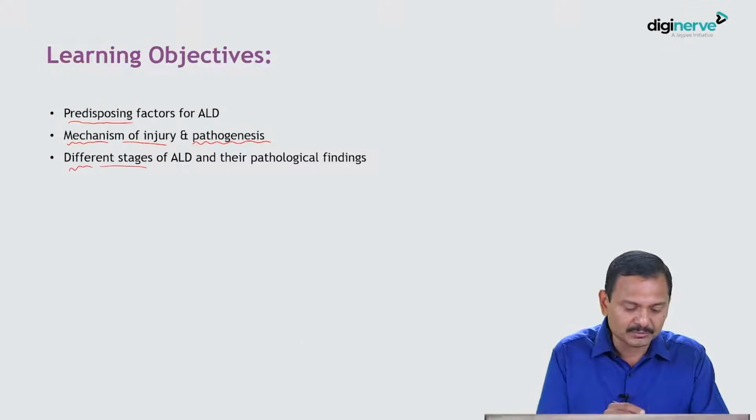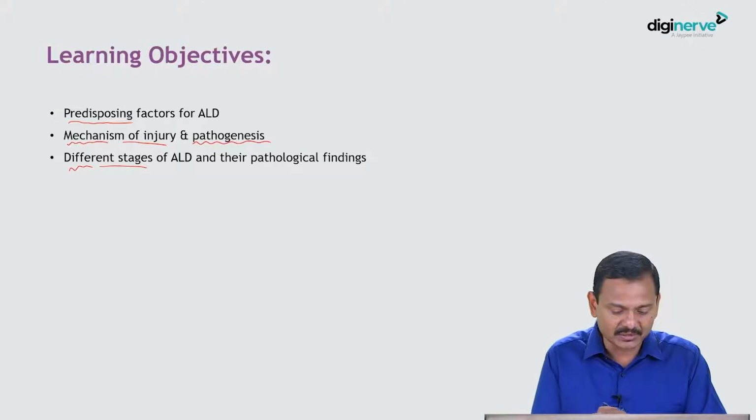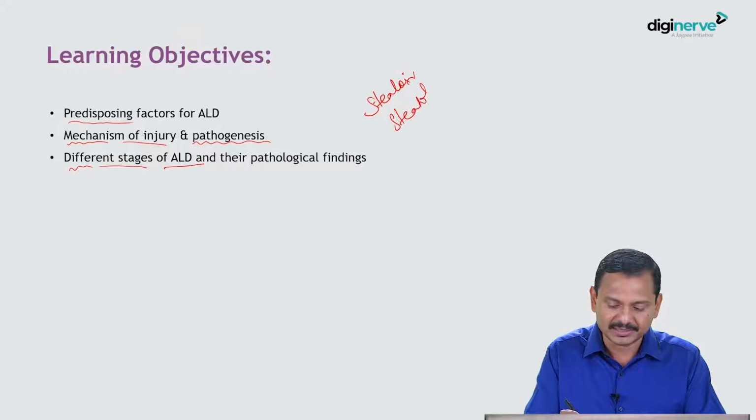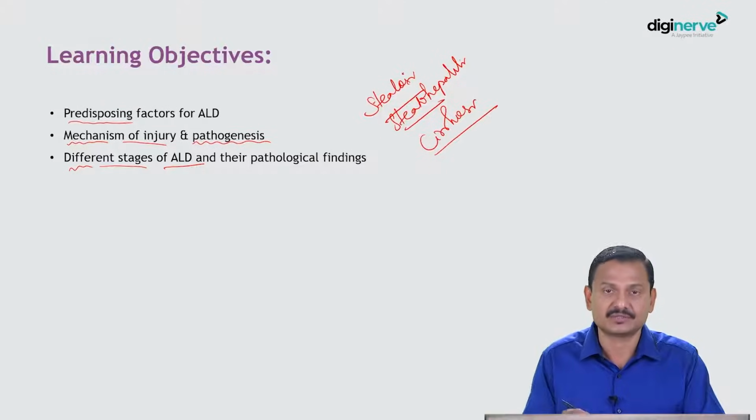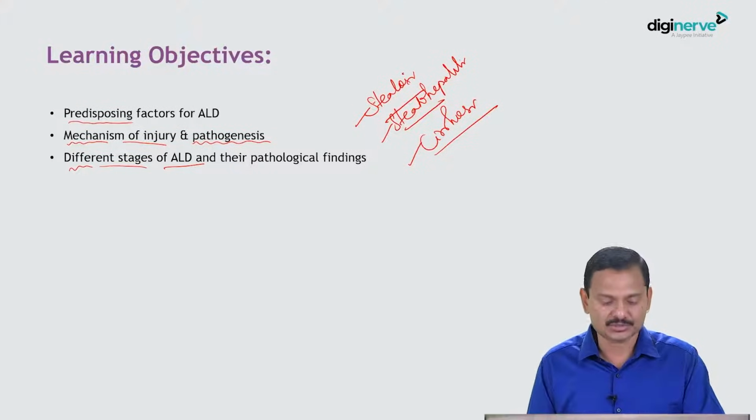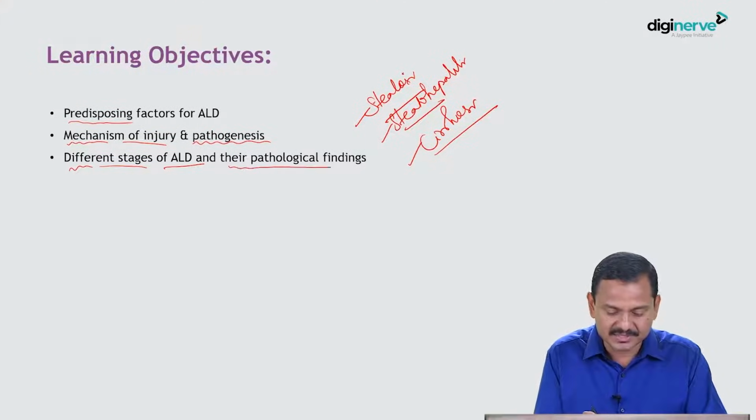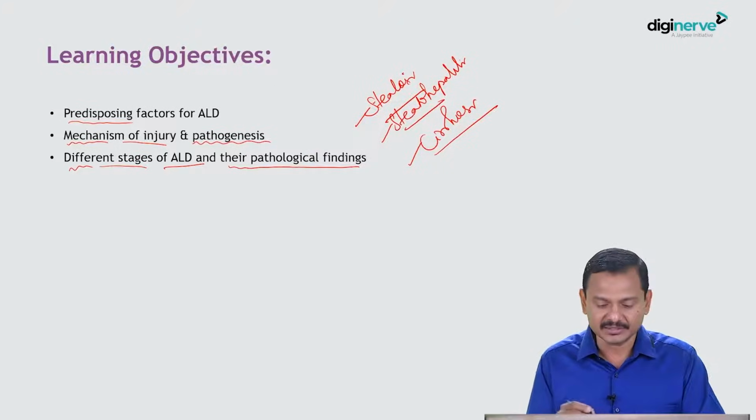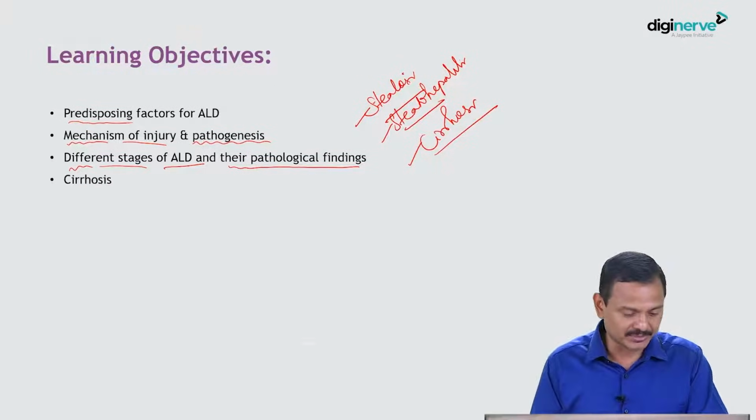Then we will talk about the stages of alcoholic liver disease, that is steatosis, and then steatohepatitis, and the third is cirrhosis or the end stage of liver disease. So first steatosis, steatohepatitis, as well as cirrhosis, and their specific pathological findings, or what we find in the biopsy.